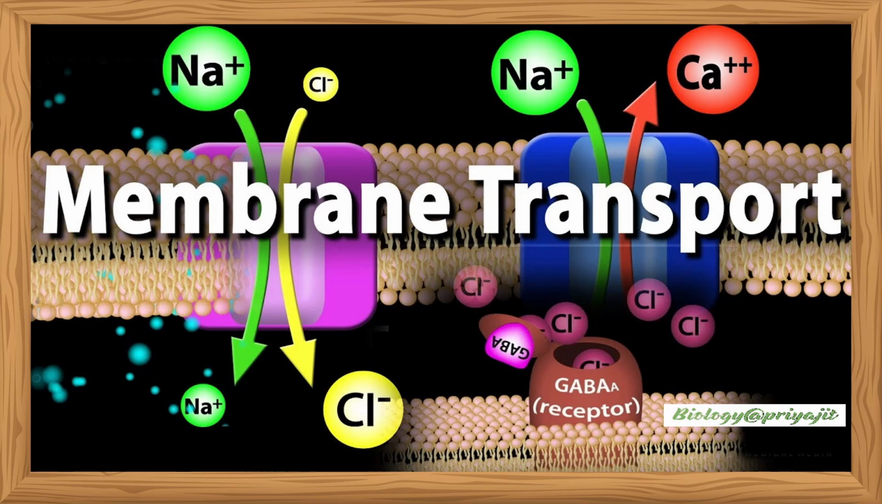Have you ever wondered how our cells selectively absorb oxygen, glucose, cholesterol, and even ions like sodium and potassium while keeping harmful substances out? The answer lies in one of biology's most fascinating topics, transport across the plasma membrane. In this video, we will explore how molecules move in and out of cells through passive transport, active transport, and receptor-mediated endocytosis, all explained in a simple and engaging way.